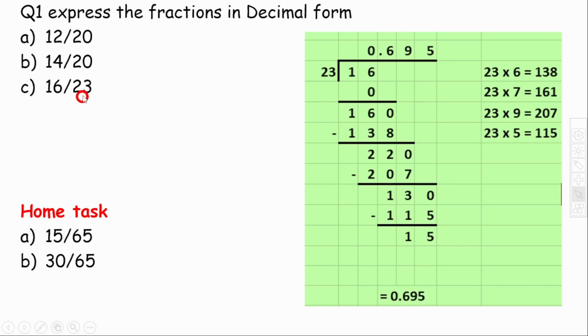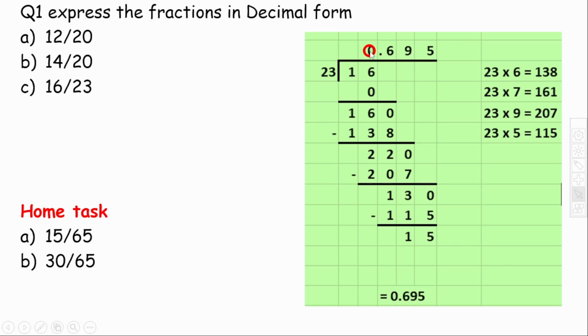This is the numerator, this is the denominator. The numerator, you write it inside. The denominator, you write it outside. You write the division sign. Now, let's follow this closely. 23. How many 23 can you find in 1? It's not possible. So what do we do? We pair the two numbers together. How many 23 can we find in 16? It is none. We can't find any.